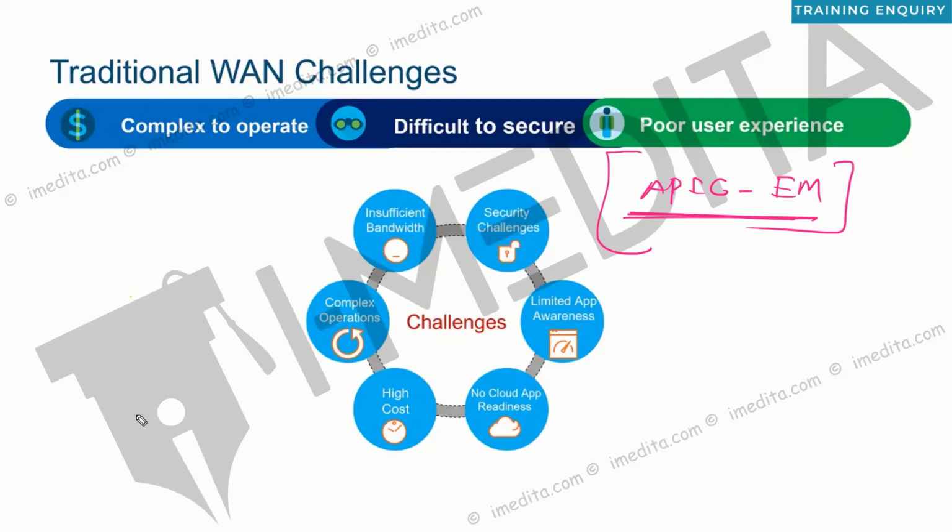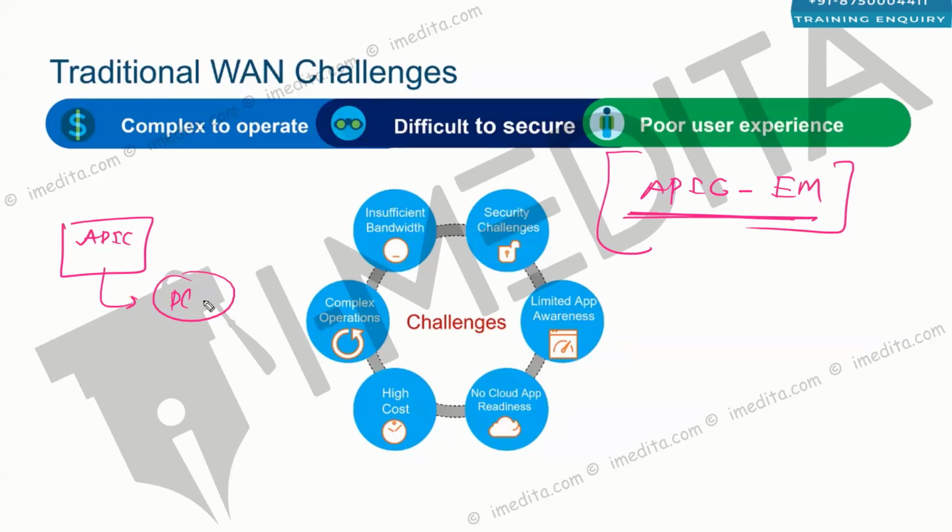They thought that since APIC, Application Policy Infrastructure Controller, is a very good controller to manage all the data center infrastructure in a very precise way, why don't we build the same type of network for our enterprise campus network as well? So they built this APIC-EM. APIC and APIC-EM are two different things. APIC is for the data center and APIC-EM is for the enterprise network.